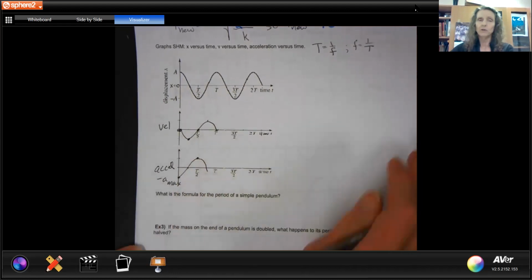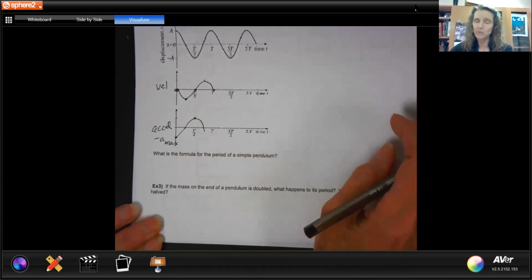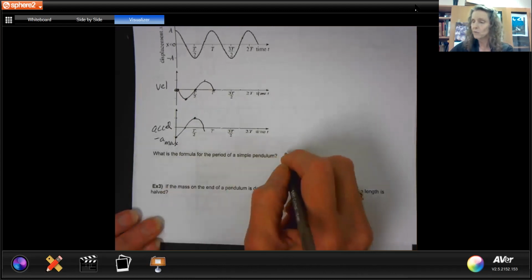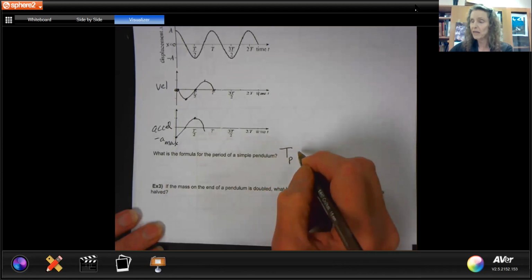Let me just give you one more formula right now. This is the formula for the period of a simple pendulum. Also in the AP equation sheet, I want you to make sure you know it. So this needs to have a subscript. This is the period of a pendulum.